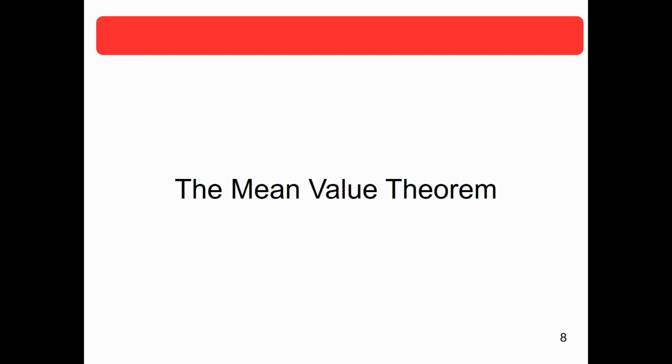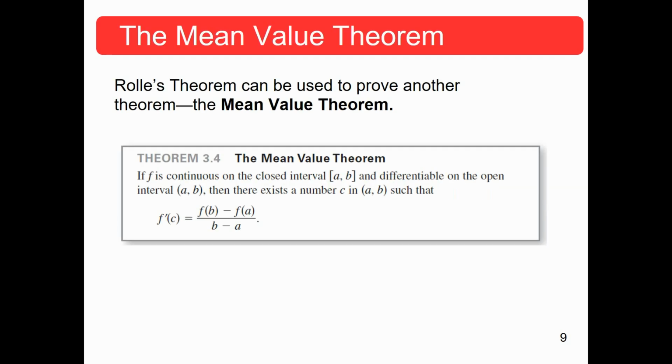So in this video, we're looking at the mean value theorem. Rolle's theorem can actually be used to prove this specific theorem called the mean value theorem. What the mean value theorem tells us is that if f is continuous on the closed interval from a to b and differentiable on that open interval, then there exists a number in that interval such that the derivative is equal to f of b minus f of a over b minus a.